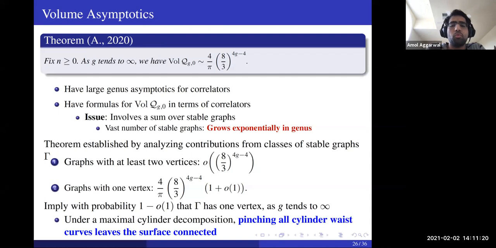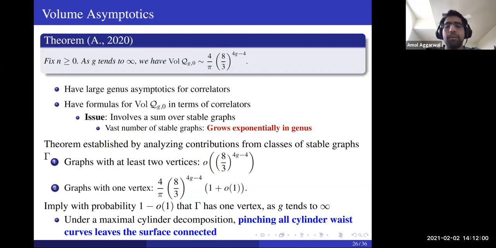And what one will eventually see is that you can analyze contributions coming from different classes of stable graphs. If I look at the sum over all stable graphs with at least two vertices, so more than one vertex, then the sum of all those volume contributions is going to be little o of this thing, little o of 8/3 to the 4g-4. And if I look at the sum of all the volumes of graphs coming from exactly one vertex, then it's going to be equal to this thing basically, with some low order correction.